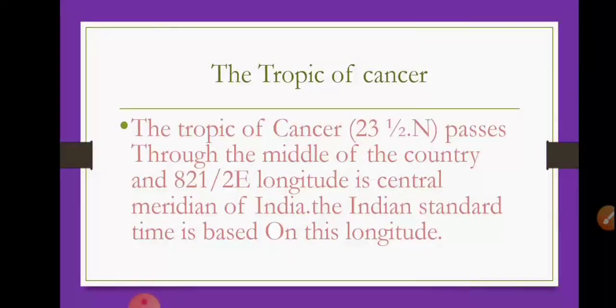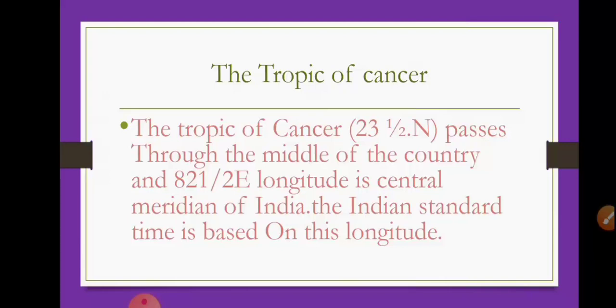The Tropic of Cancer, that is 23.5 degrees north, passes through the middle of the country, and 82.5 degrees east longitude is the central meridian of India. The Indian Standard Time is based on this longitude only. Okay, children, another very important piece of information I would like to tell you here.